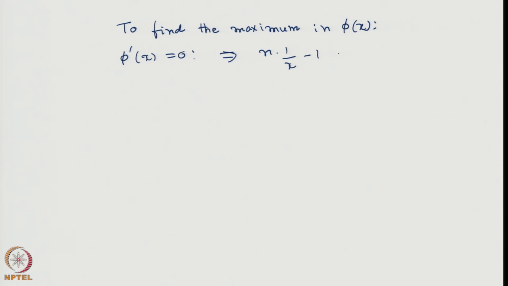To find the peak of phi x, to find the maximum in phi x, that is done by first, of course, finding the extremum, that is phi prime x equal to 0, which implies n by x minus 1 will be 0, or the point of optimum is x equal to, let us say, x naught equal to n.